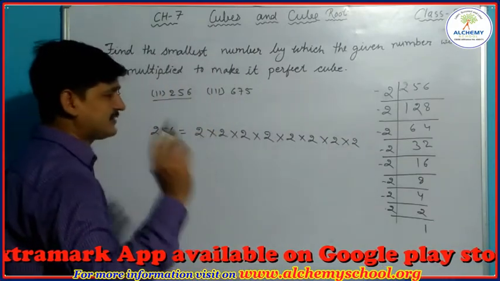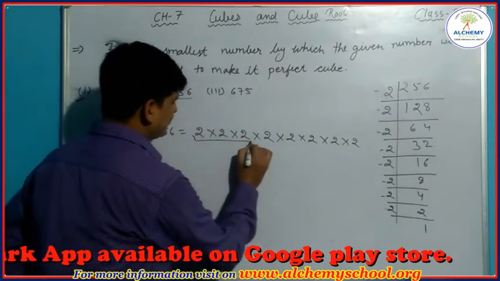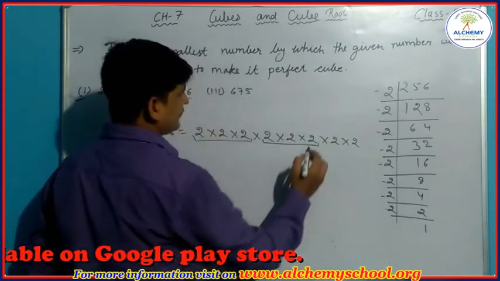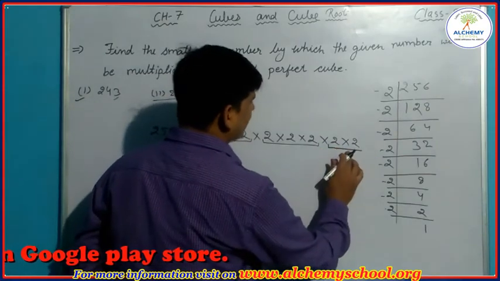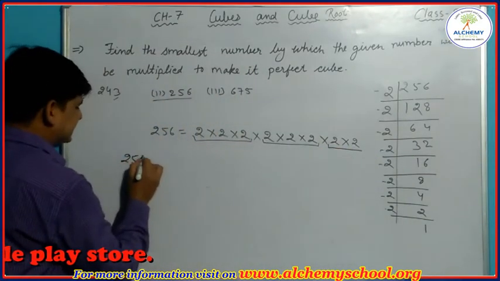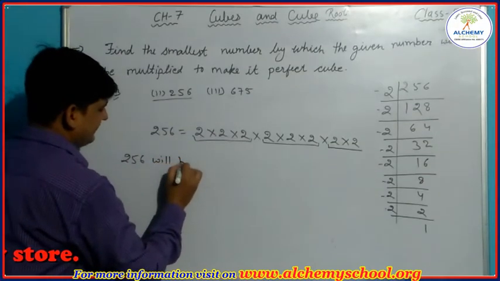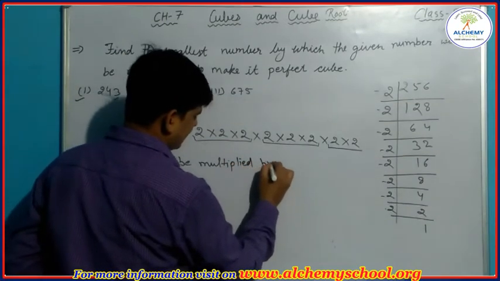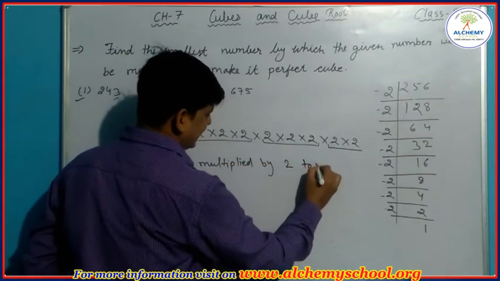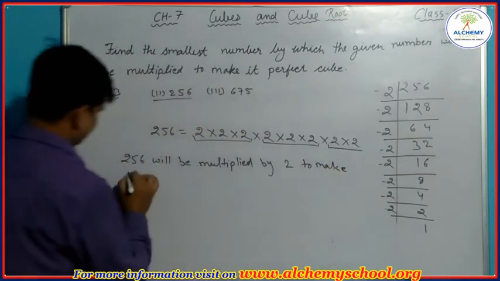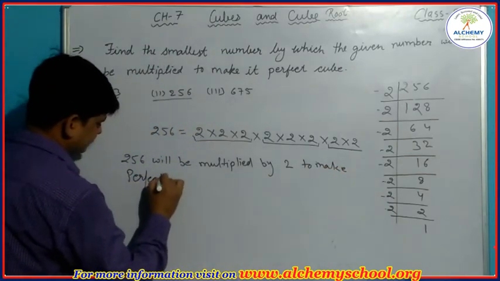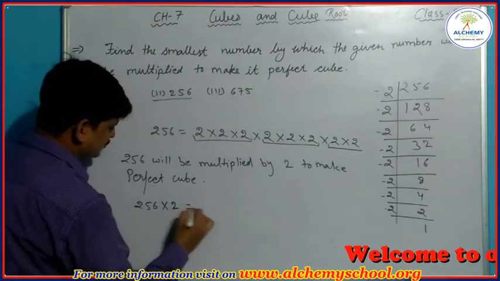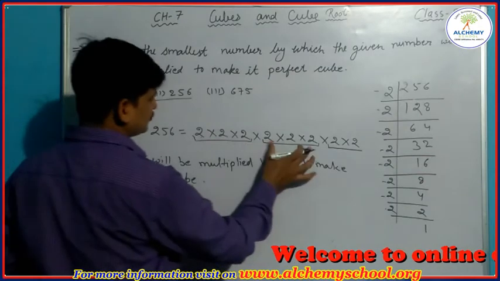So now we have to make the groups of 3 same factors. The first group we have made here for 2, the second group we have made for this 2, and the third group we cannot make for this 2. So 256 will be multiplied by 2 to make it a perfect cube. When 256 is multiplied by 2, we have to include this factor to this side also.